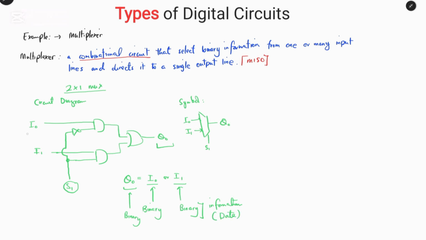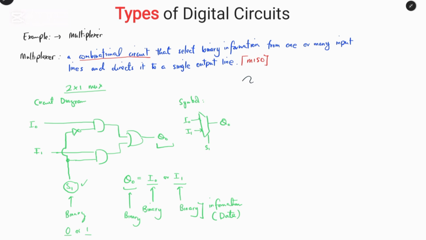So if we want the information from I0 to pass through to the output, then it depends on the select line, or if we want I1 to pass through the output, then it also depends on the select line. And this select line is also represented in binary. That means it has a state 0 or 1.